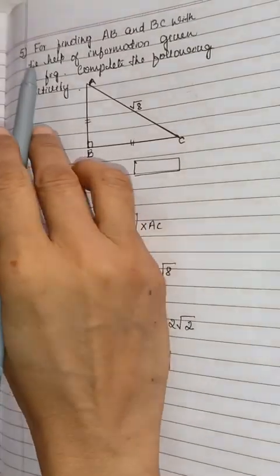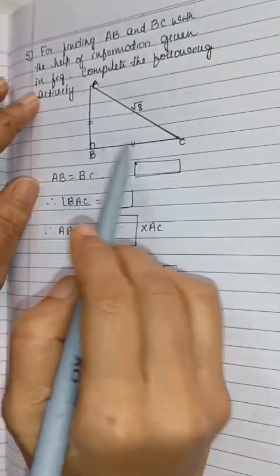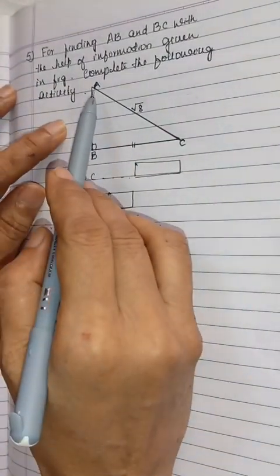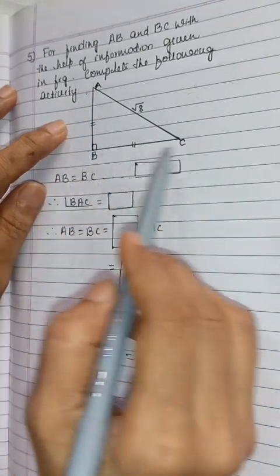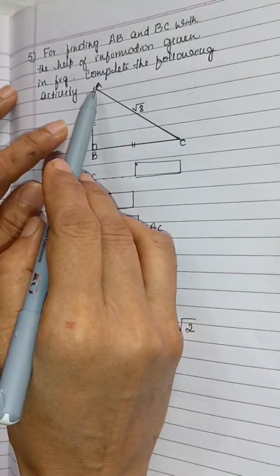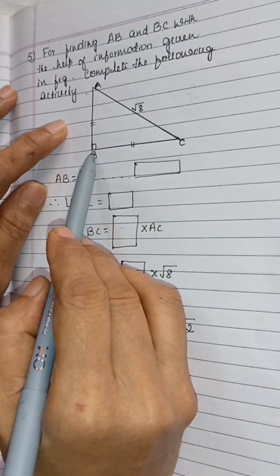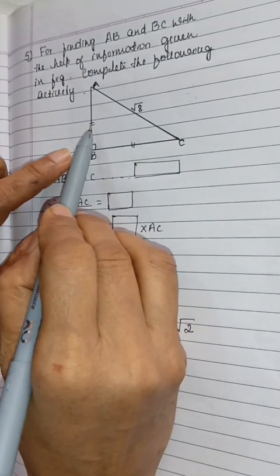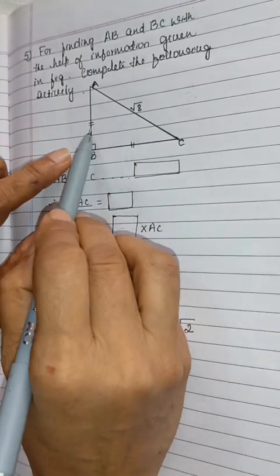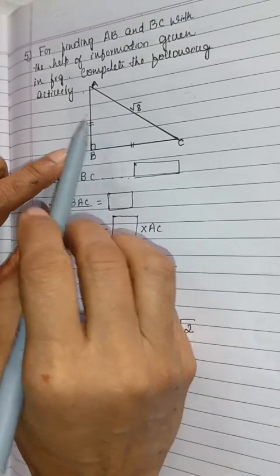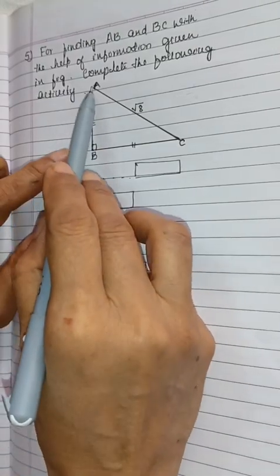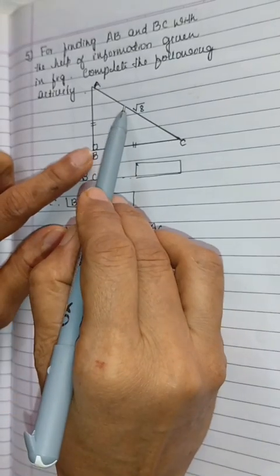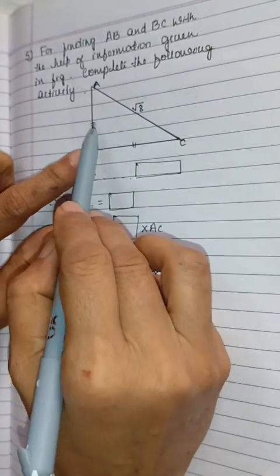Fifth one is, for finding AB and BC with the help of information given in the figure, complete the following activity. See, here is a right angle triangle. ABC is a right angle triangle because angle B is 90 degree. Here two identical marks are there because these two sides are congruent. In triangle ABC, angle ABC is 90 degree and this is the hypotenuse, and these two sides are the perpendicular sides of a right angle triangle.